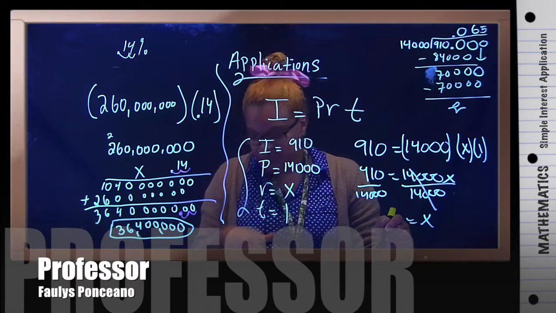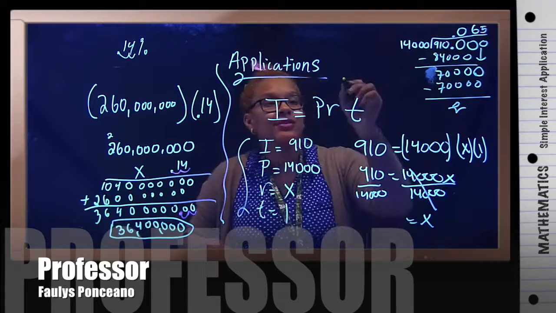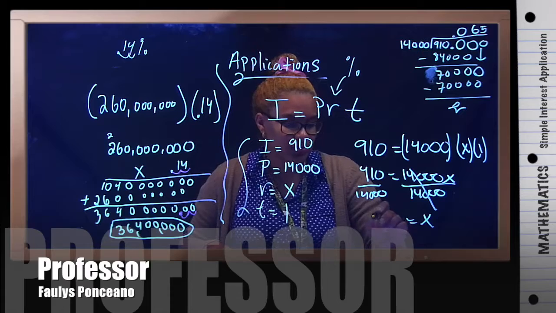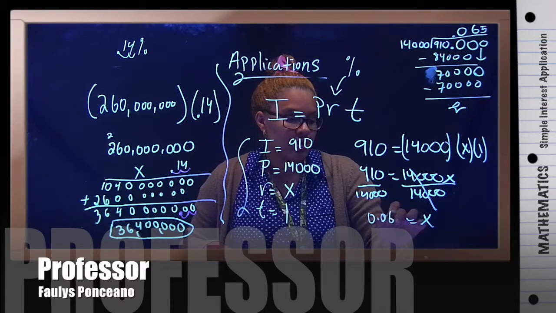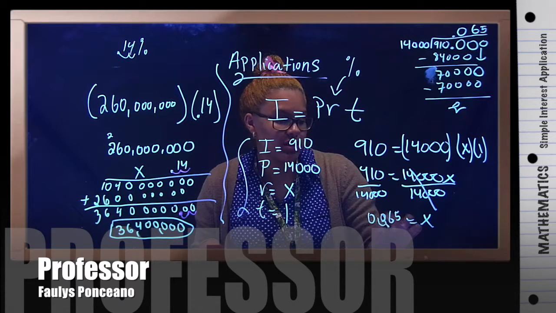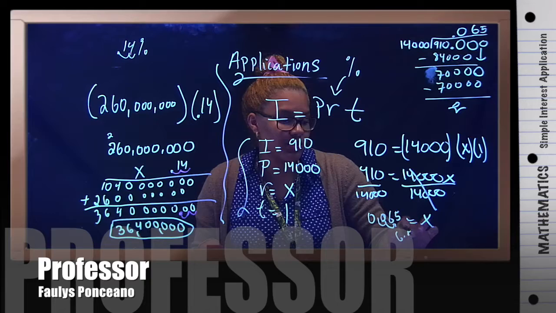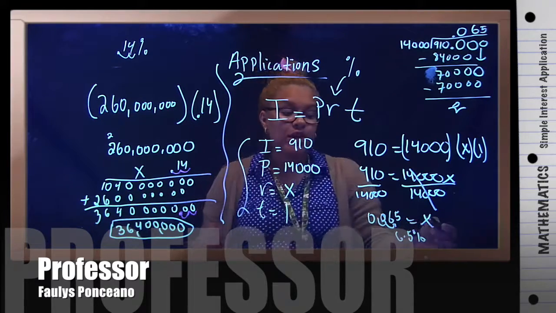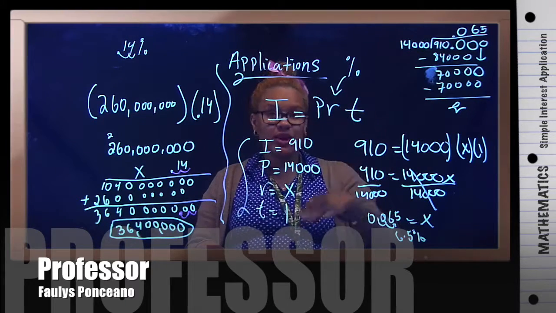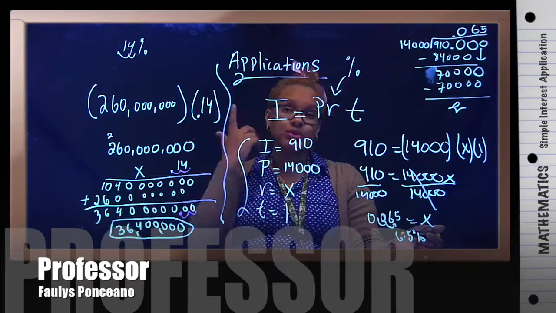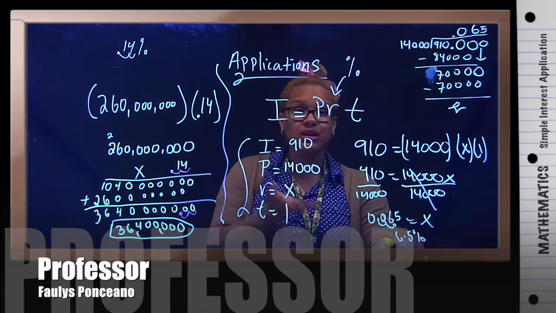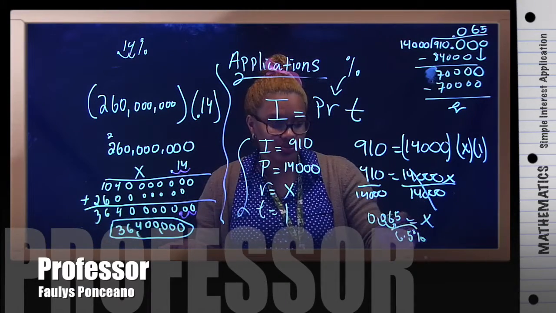No. What do they want? They want the interest rate. And this is a percentage. Okay? So, what do I need to do? 0.065. I need to switch this decimal to a percent. So I'm going to move 1 and 2. Becomes 6.5%. If you don't like the idea of moving the decimal from right to left, you can always multiply by 100, and then you get the 6.5%. Same thing. You have a choice.